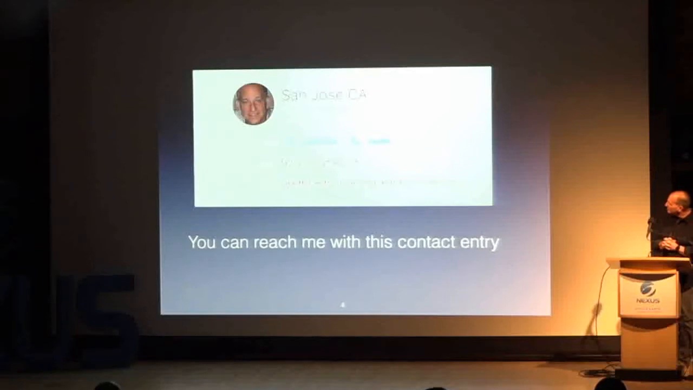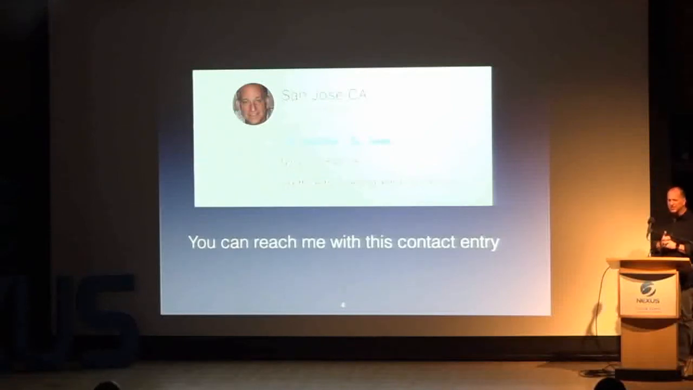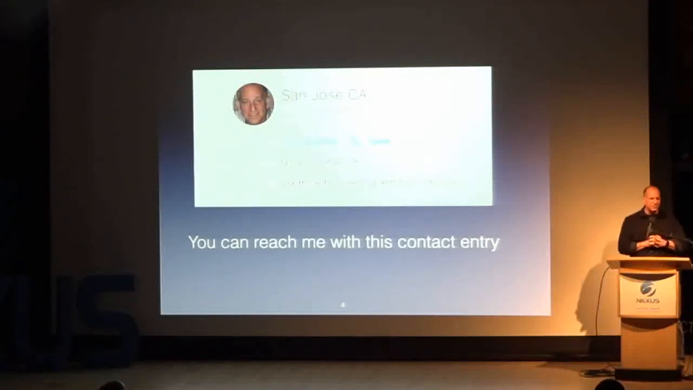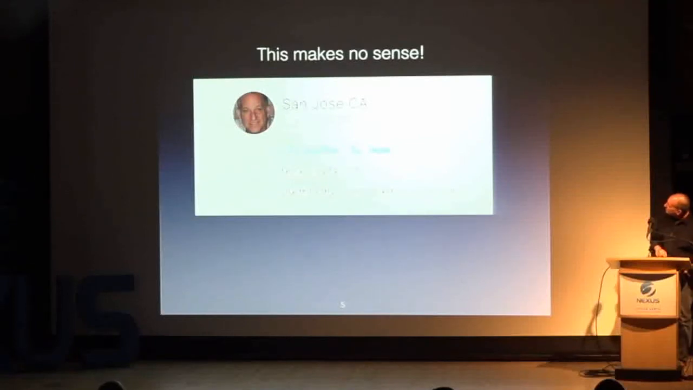Email address, farinacci@gmail.com. And you need a note there because it seems kind of odd that the name of the individual is called San Jose, California. But use this particular entry to send IP packets to Dino. Okay? Well, it makes absolutely no sense.